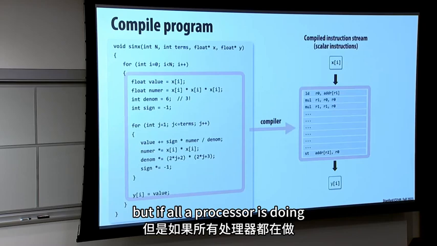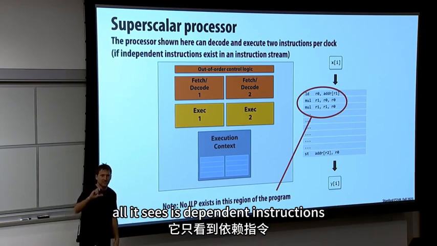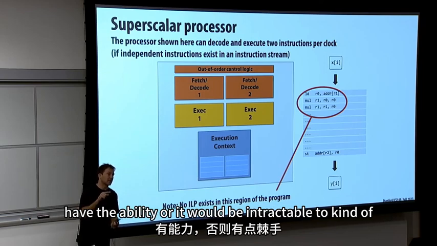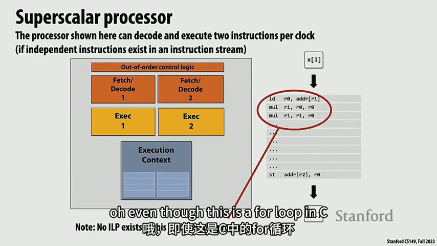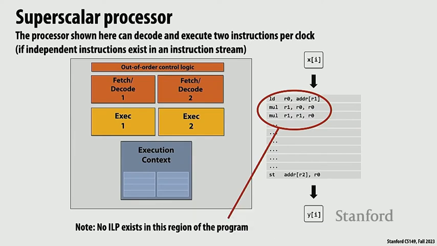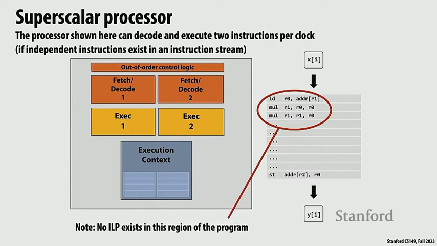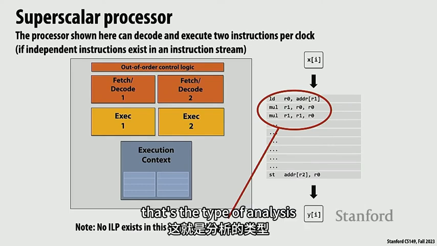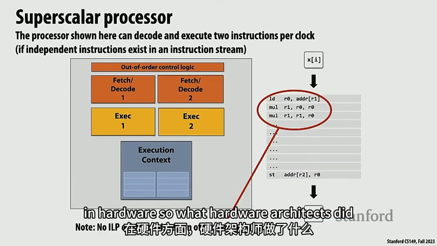But if all the processor is doing is looking at micro instruction sequences, all it sees is dependent instructions. It doesn't have the ability, or it would be intractable to have the ability, to look over a huge window of the program, like that outer for loop, and go, oh, even though this is a for loop in C++, and technically every loop iteration is dependent because there's i++, they all seem to be accessing different input variables. That's the type of analysis that goes well beyond what could happen in a clock tick in hardware.